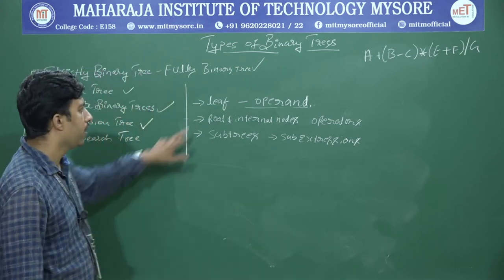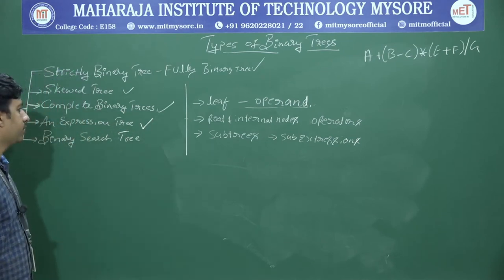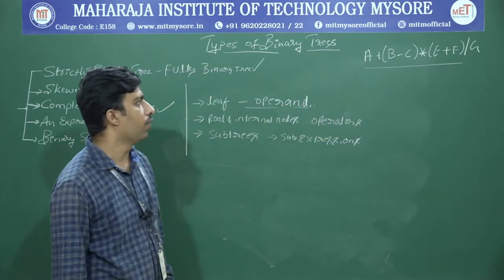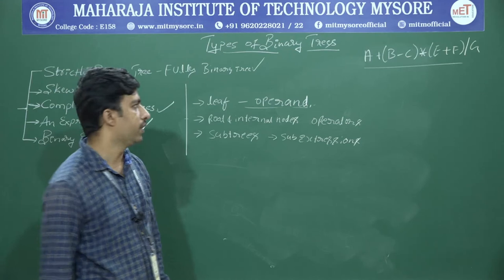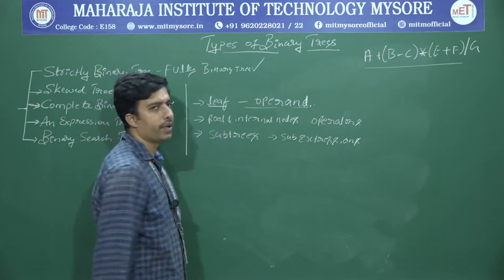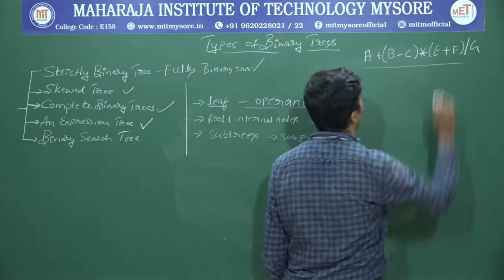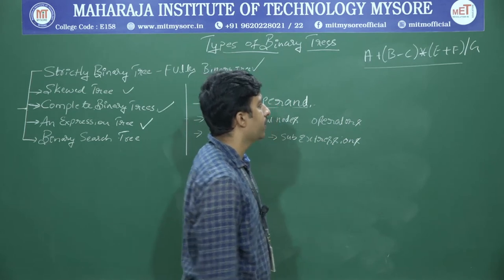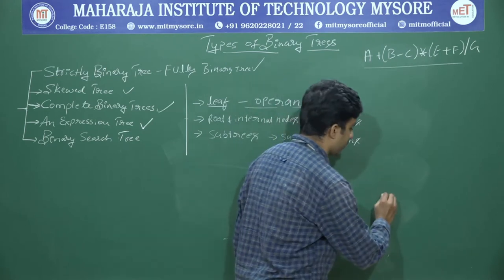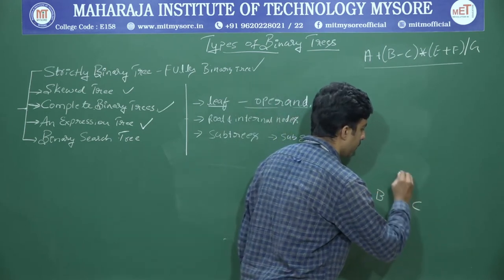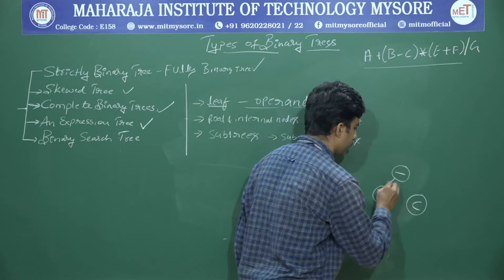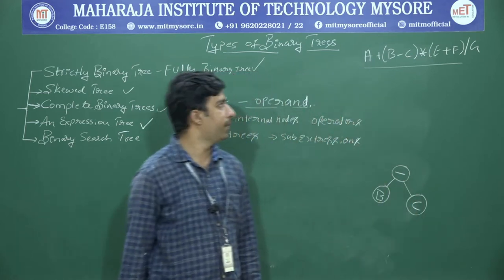See how it works. See how to represent an expression tree. I have an expression here: a plus of b minus c, whole multiplied with e plus f, whole divided by g. Follow the BODMAS rules over here. Leaf is an operand. If you solve this one, which comes first? That is b minus c. According to the BODMAS rule, parenthesis comes first. B C minus, that is the first thing.